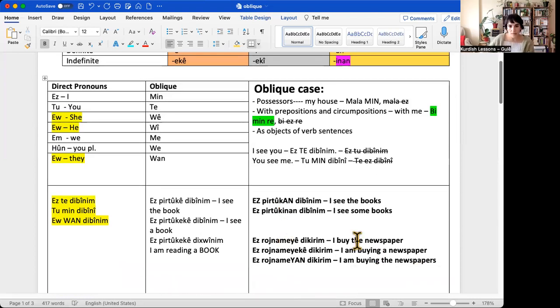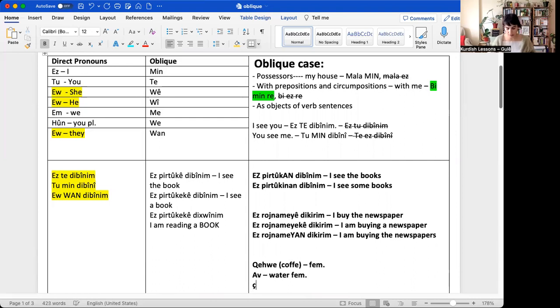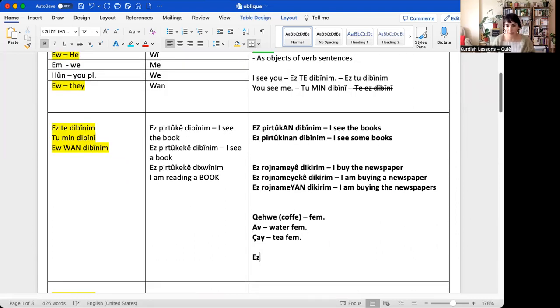So as you know, the words قهوة, coffee, is feminine. Water, av, is water and it's feminine. Chai is tea and it is feminine. So that's why we say as قهوة, chai, ave, vedhum. I am drinking tea, coffee, water.